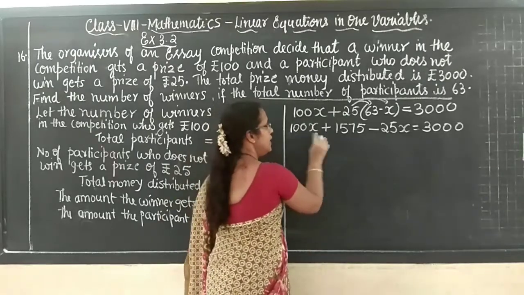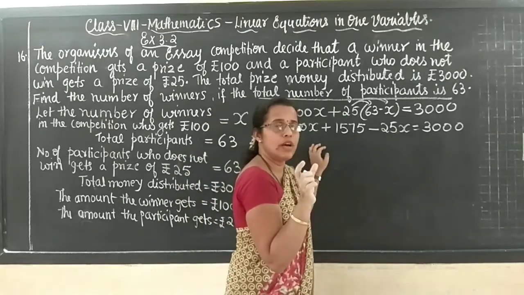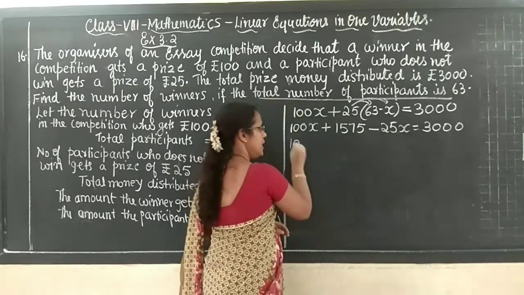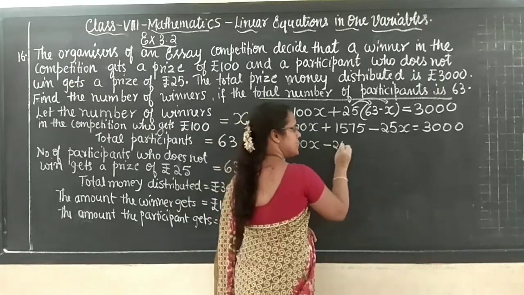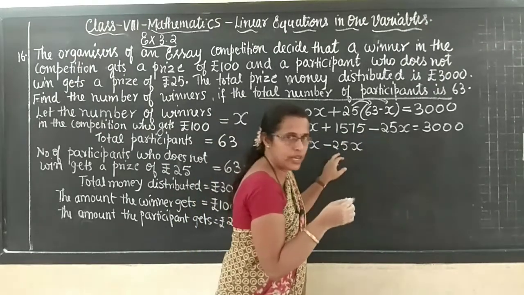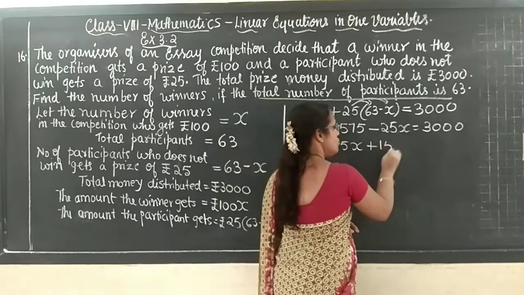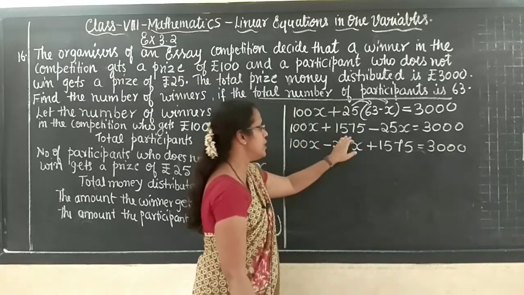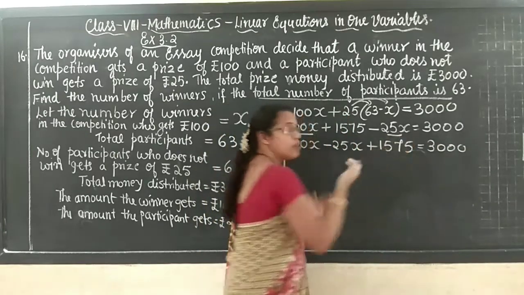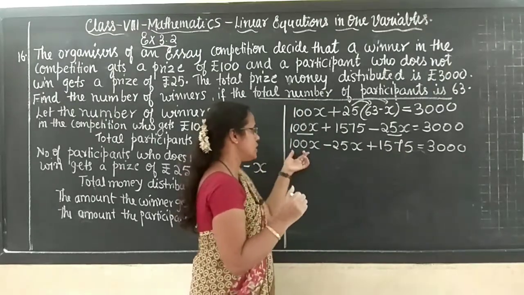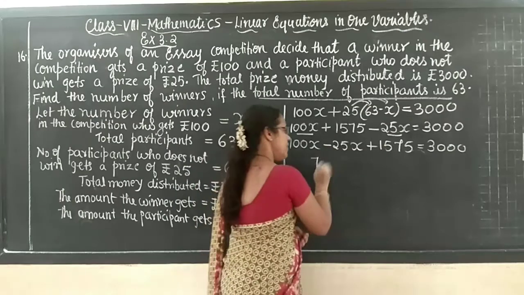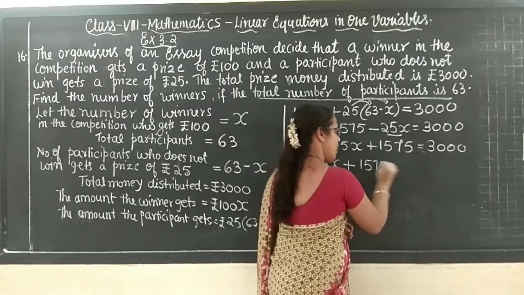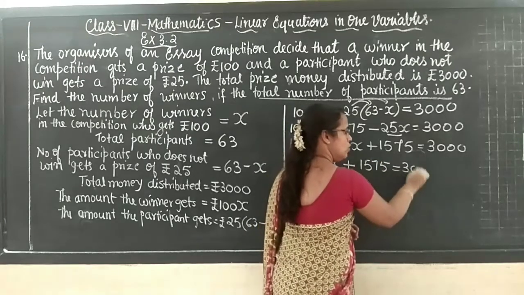Now what you have to do? 100x and 25x are like terms. You have to write them together along with the sign. So 100x and minus 25x, then plus 1575 is equal to 3000. Understand, children? These are like terms, and I wrote them together with the sign. So now just subtract: 100x minus 25x is 75x, plus 1575 is equal to 3000.